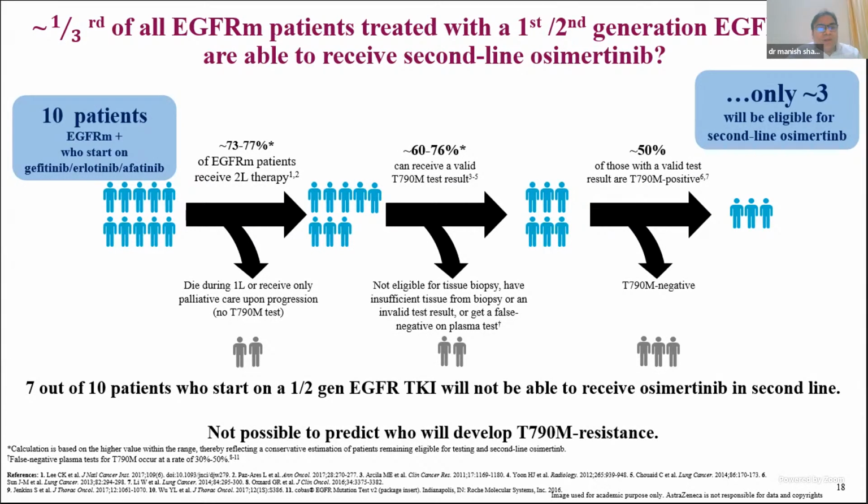One third will drop out, one third will die during first line treatment, and one third will not be eligible for any tissue biopsy. And out of that one third, 50% will have positive T790M testing, and hence only 3 out of 10 patients will be eligible to receive the EGFR TKI osimertinib, and 7 out of 10 patients who start on a first or second generation EGFR TKI will not be able to receive osimertinib in the second line, and it is not possible to predict who will develop T790M resistance.